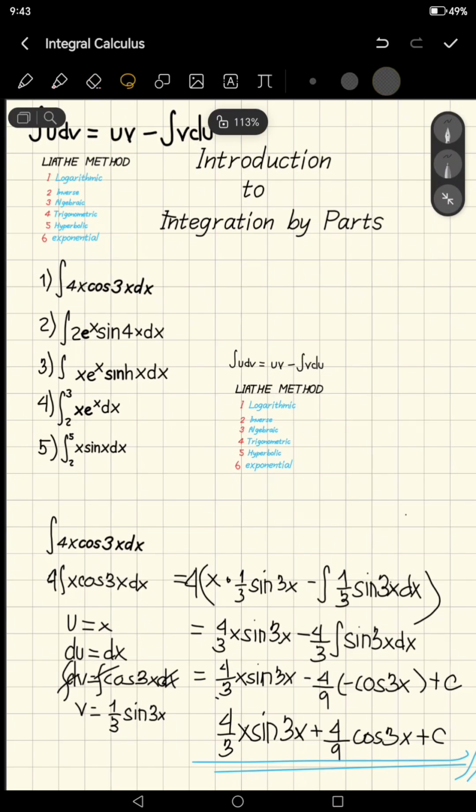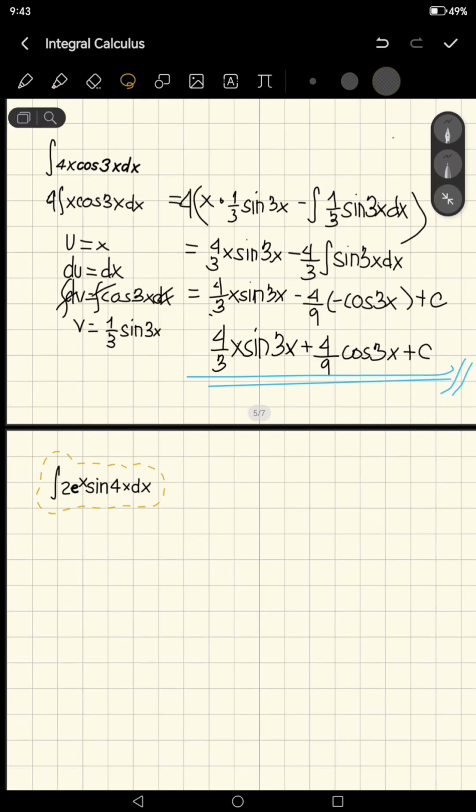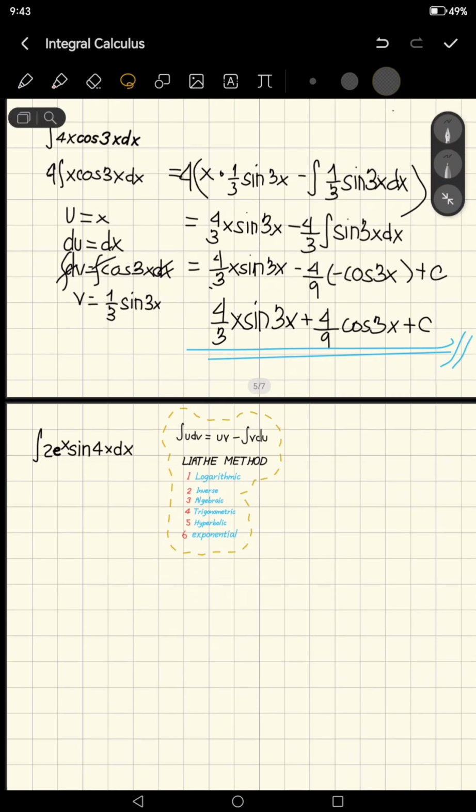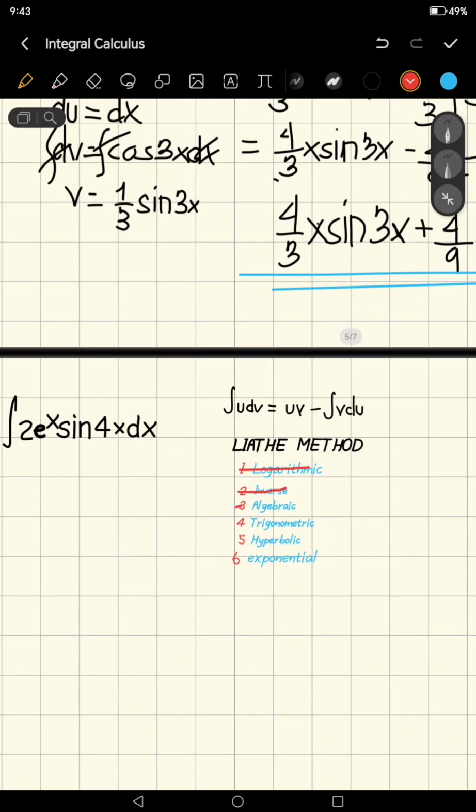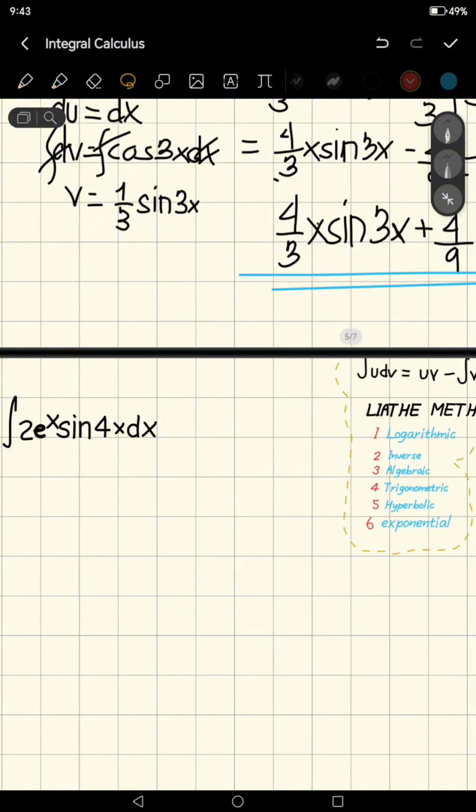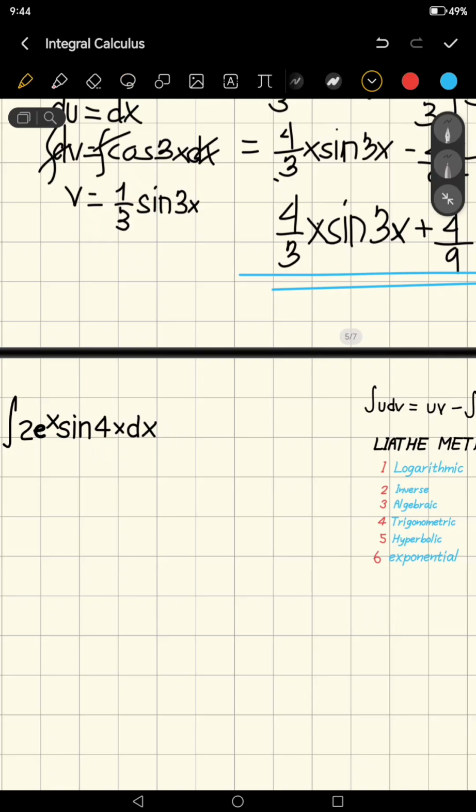Okay, so let's try solving number 2. Okay, copy lang muna natin. Same process, check muna natin kung active ang mga functions na to. As you can see, the functions active here are just the trigonometric function and the exponential. Itabi lang muna natin ulit, then let's start solving.